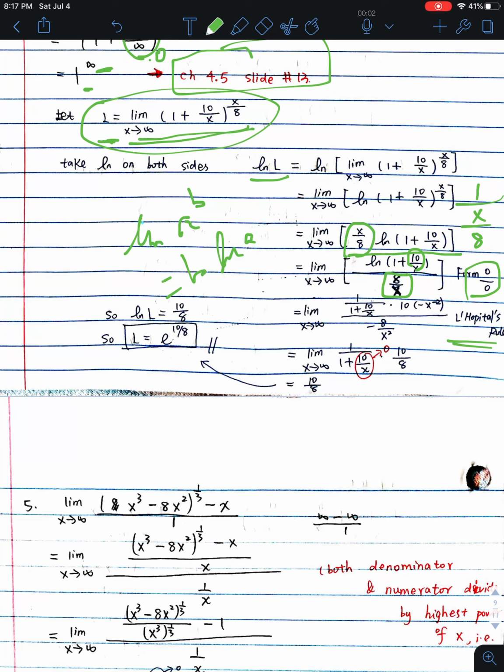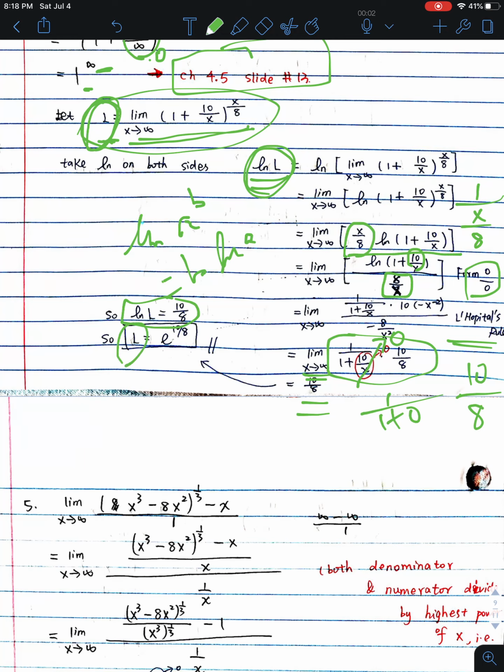After taking the derivative, what's left is 1 over 1 plus 10 over x, times 10 over 8. Now we take the limit as x goes to infinity. When x goes to infinity, 10 over x goes to 0. So what's left is 1 over 1 plus 0, times 10 over 8. So that's 10 over 8. But don't forget, that's log L. So log L becomes 10 over 8. But what we are looking for is L.